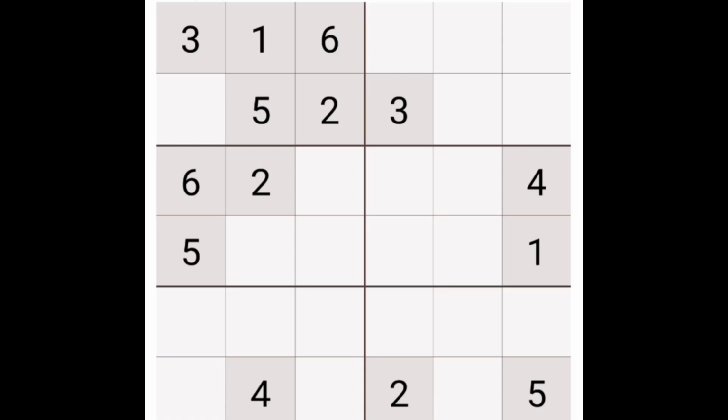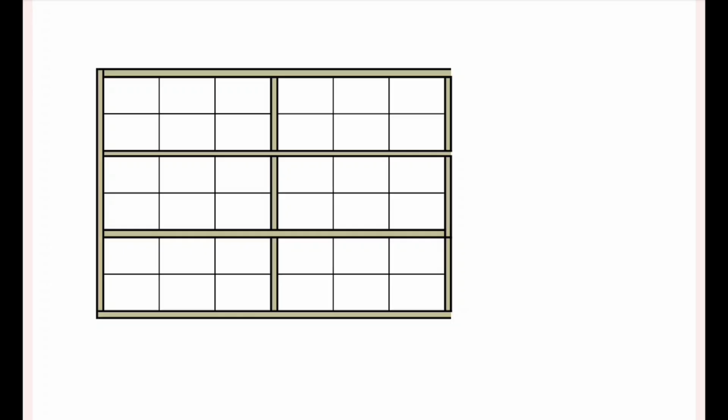One of the main benefits of Sudoku is that it helps you build confidence. You may pause the video and draw a grid for 6 by 6 Sudoku as shown on the screen on a piece of paper. You can note down the given numbers and start playing with me.